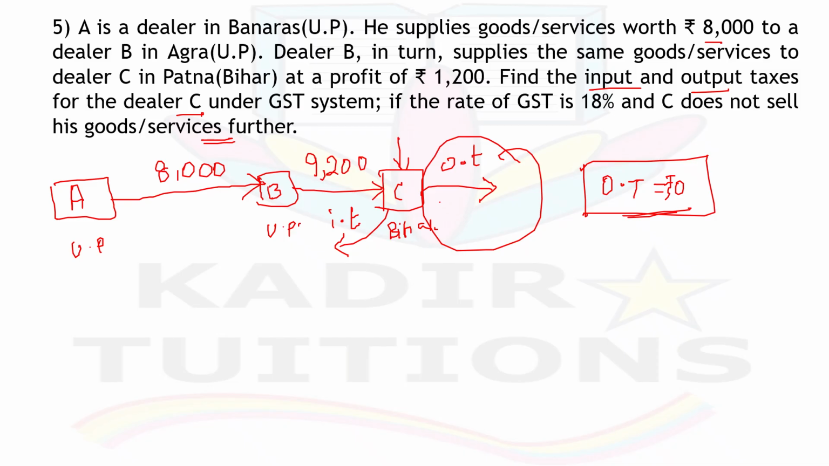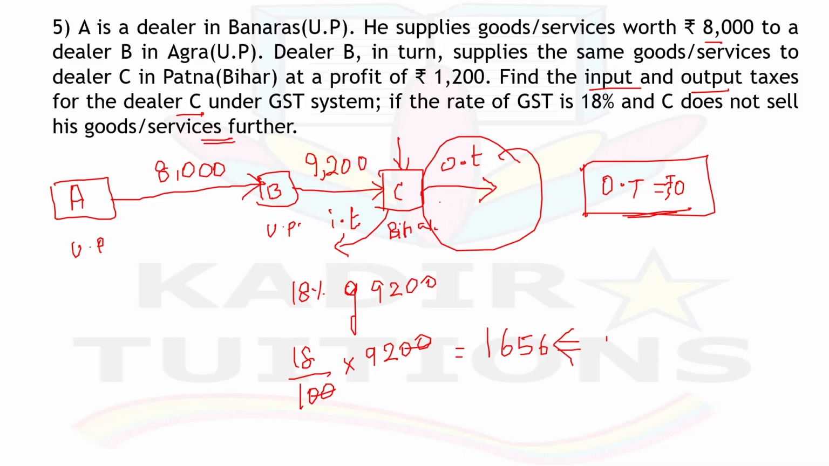And what about the GST percentage? It is 18%. So we have to calculate 18% of 9,200. So what is 18% of 9,200? 18 by 100 into 9,200. If we cancel this, so 18 into 92, we will be getting 1,656. So what is this? It's nothing but input tax. And what about our output tax? It's going to be 0.